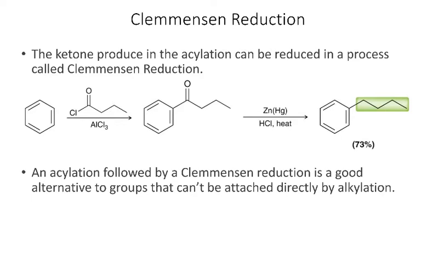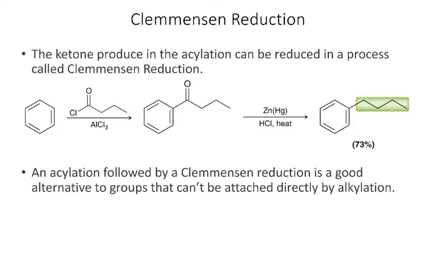And in a step that could be really important for synthesis, the ketone that we produce in the Friedel-Crafts Acylation can in fact be reduced in a process called Clemmensen Reduction. If we take this aryl ketone and react it with a mixture of zinc and mercury with hydrochloric acid, we can get rid of this ketone, leaving us with just the alkane.